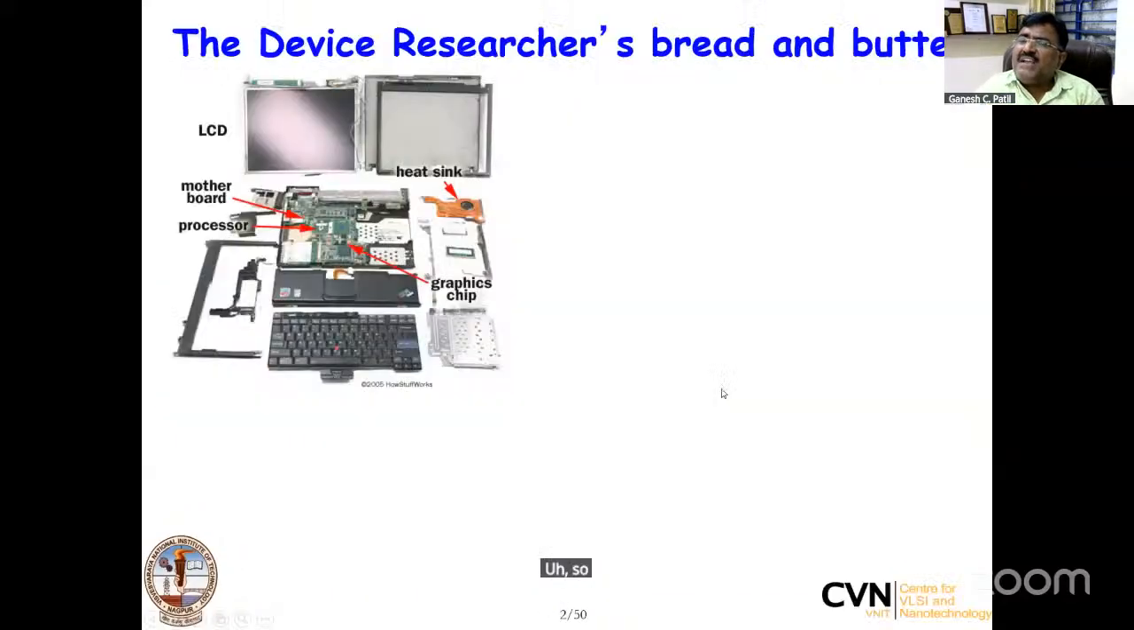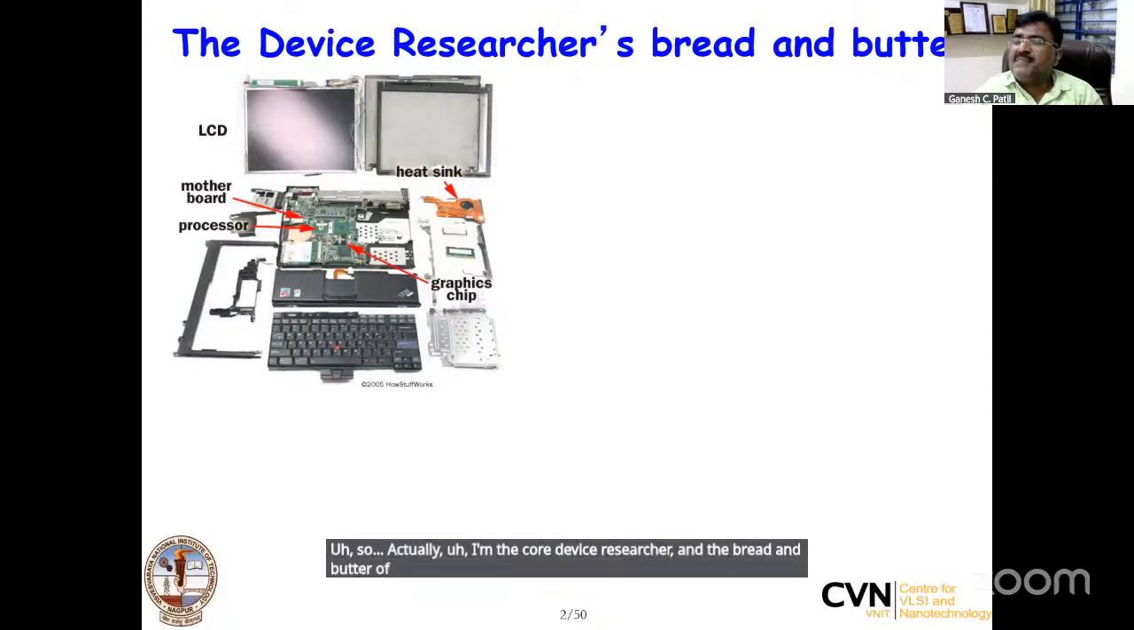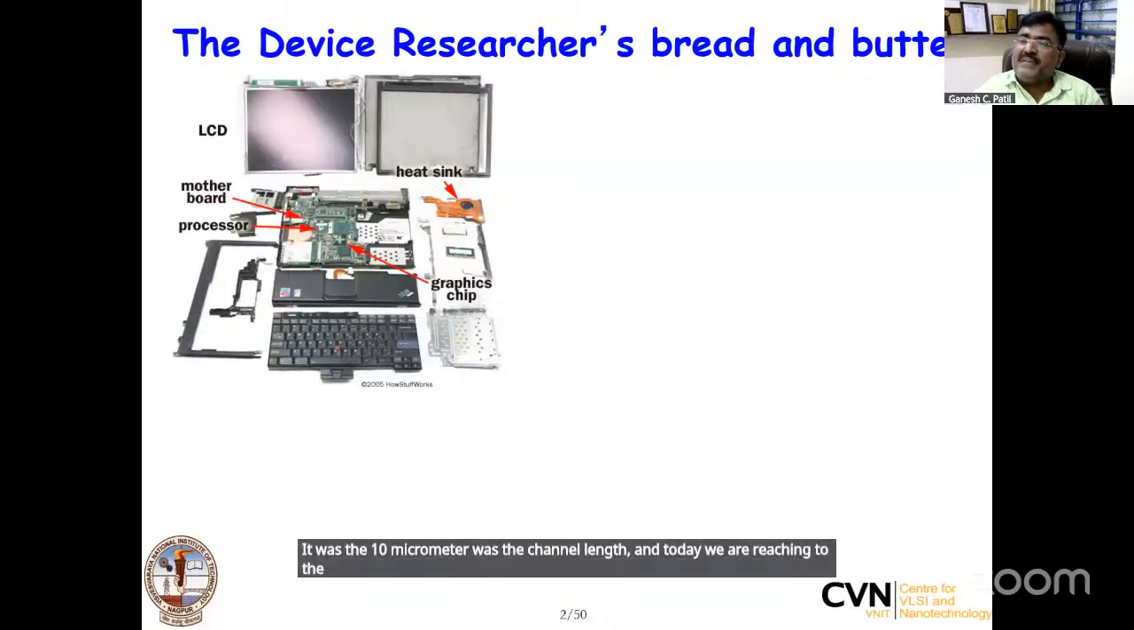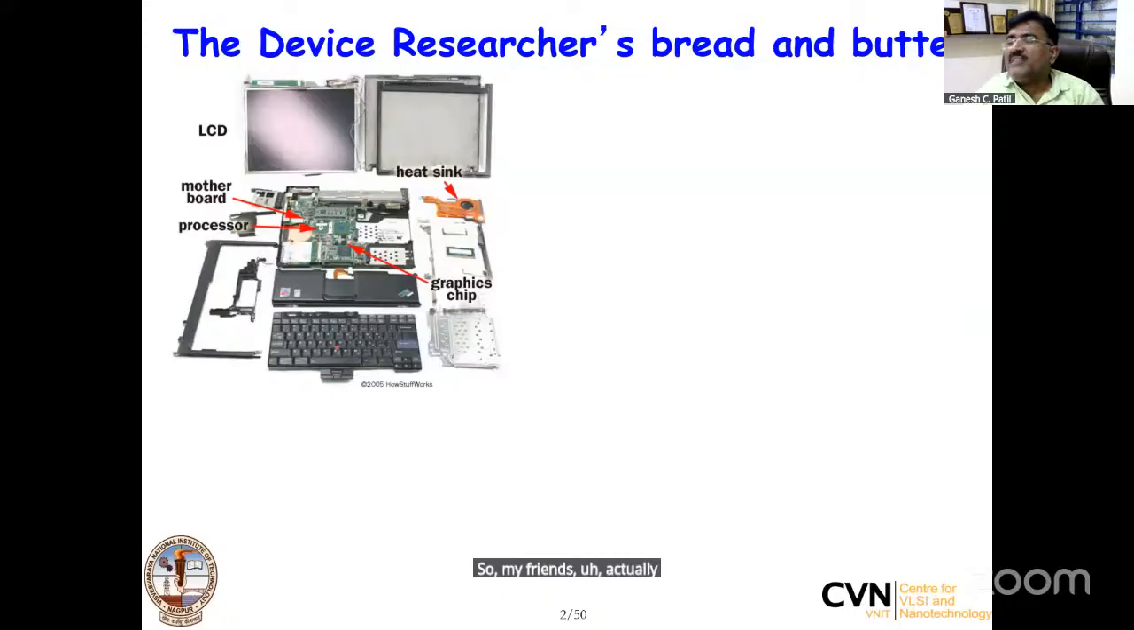Actually, I'm a core device researcher, and the bread and butter of device researchers like me is the devices. Today the technology is changing. When we started, the channel length was 10 micrometers, and today we are reaching 1.2 nanometers.